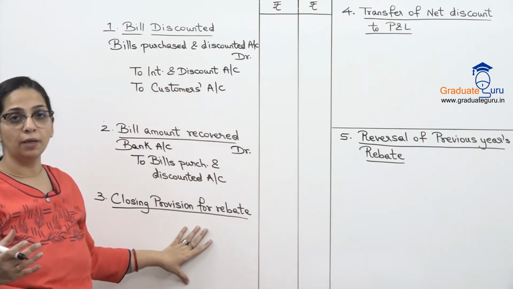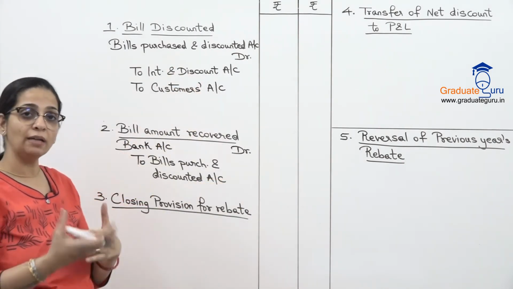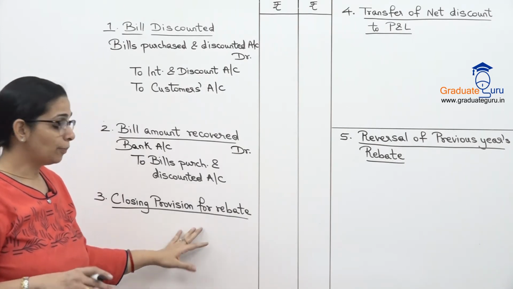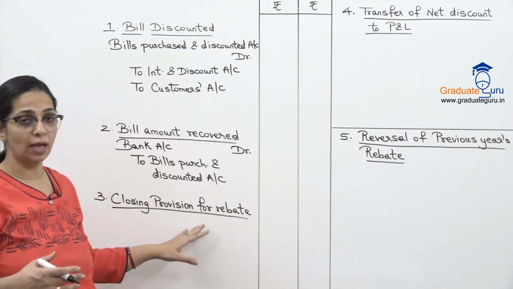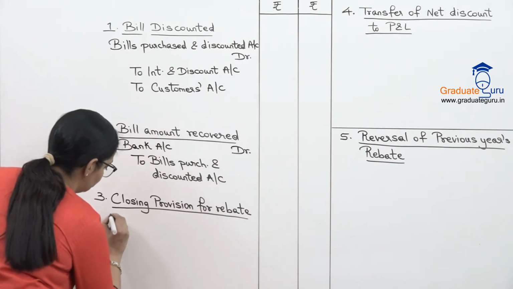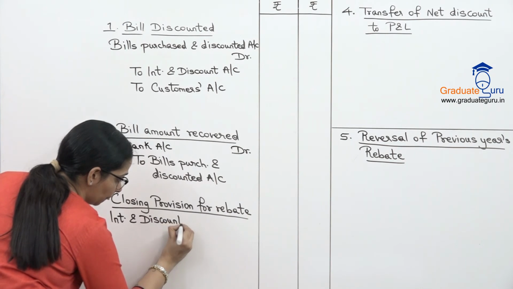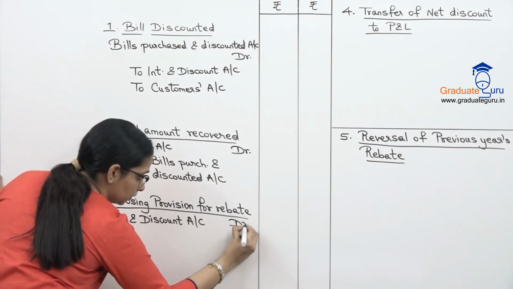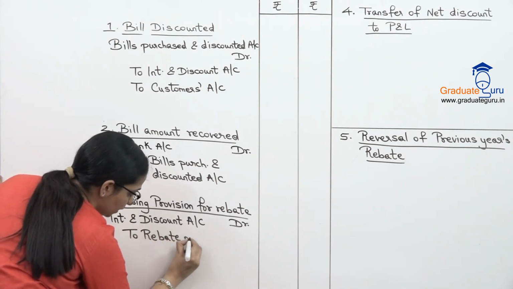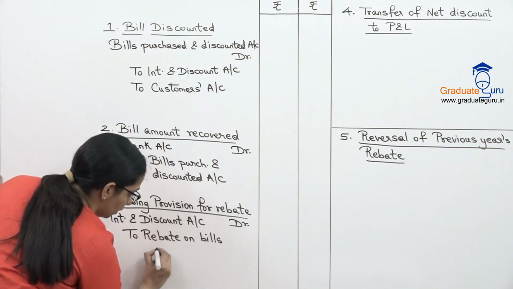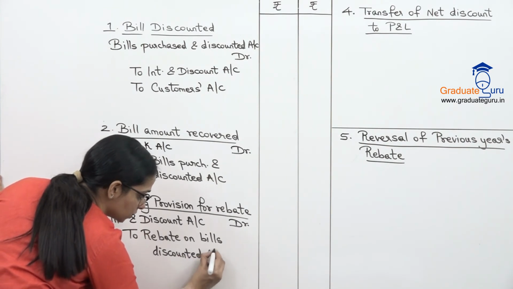Now coming to the rebate. Suppose ये bill discounted है और this entry was for getting the money in this year itself. But suppose I am going to get the money in the next year. Then I am going to create a rebate on that bill. So then what is my entry? Interest and discount account debit, to rebate on bills discounted account. This is the liability which I am talking about and that is why we are giving it a credit.